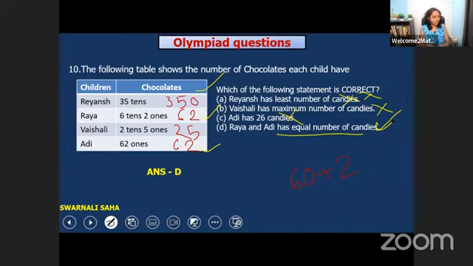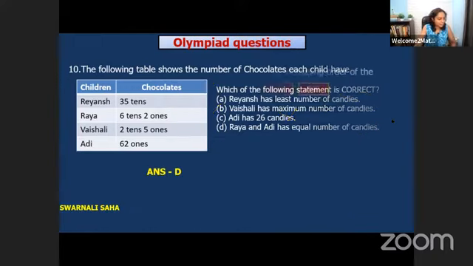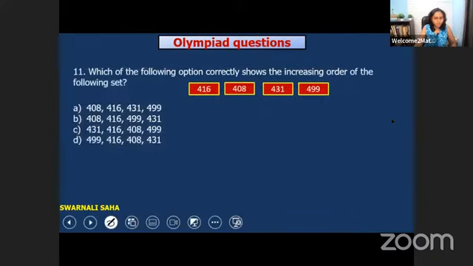Okay, so let's move on. Hope you understood this. Let's solve another question. It's question 11 and it's a very easy question. You have to correctly show the increasing order of the following set. There are 4 numbers. You have to just arrange the numbers in increasing order.